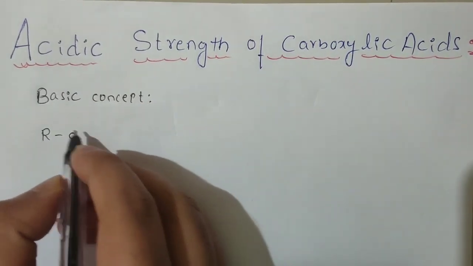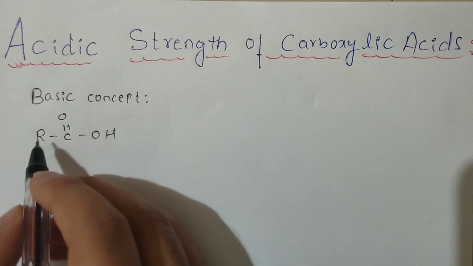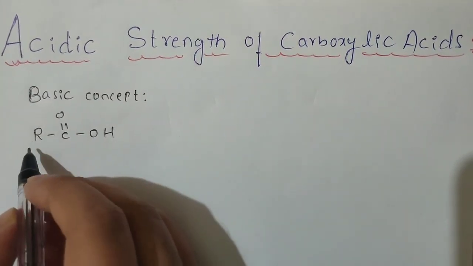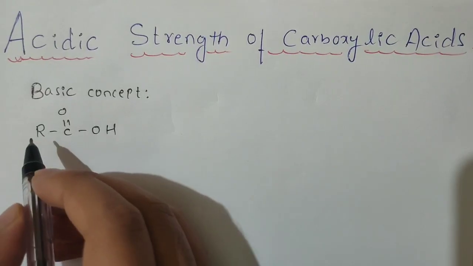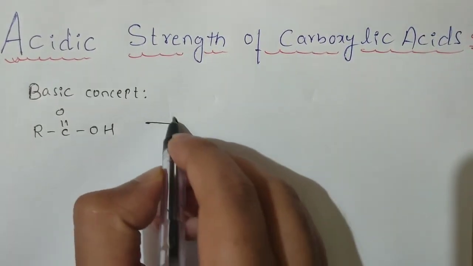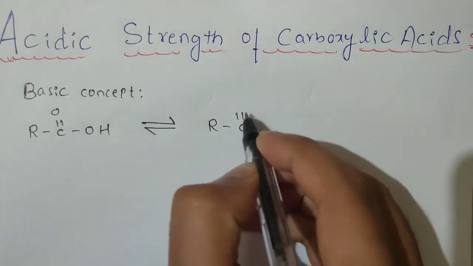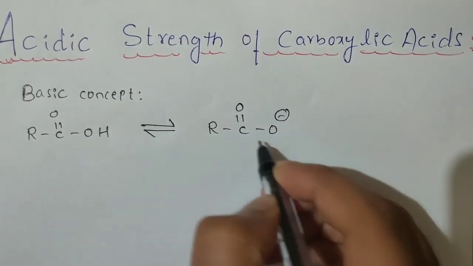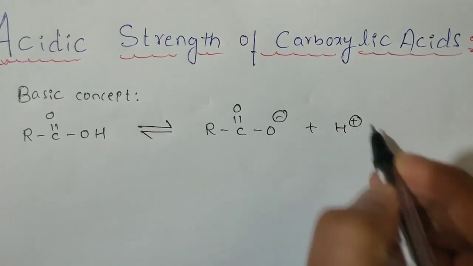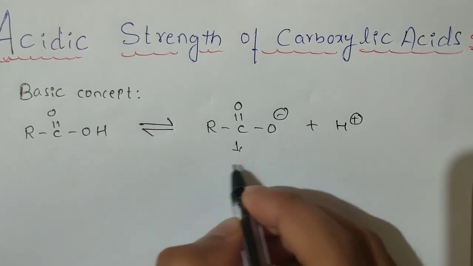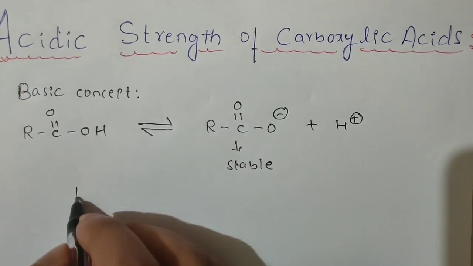As you know, this is a carboxylic acid, and here R is an alkyl group or it may be a phenyl group, that is, R is CH3 or C6H5. When it dissociates, it forms a carboxylate anion and a proton, and this carboxylate ion is more stable. Why is it more stable? You see here.